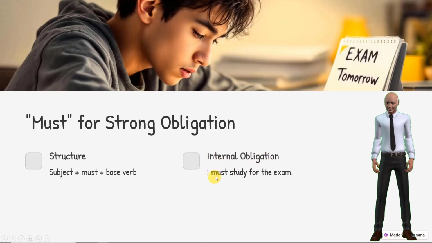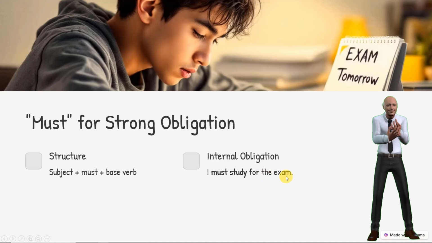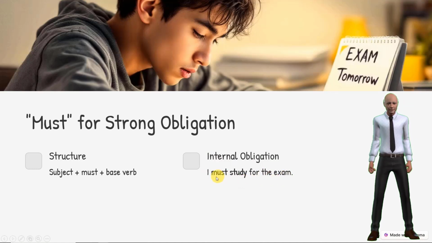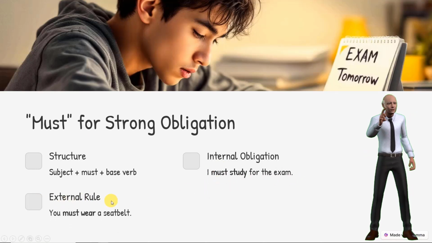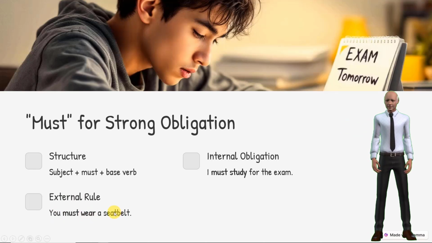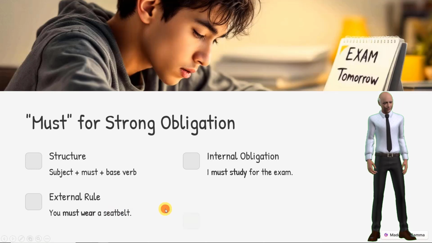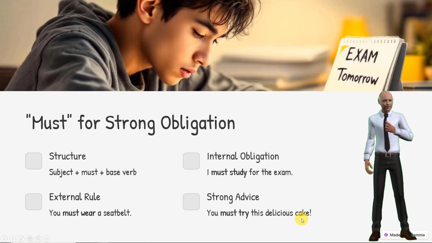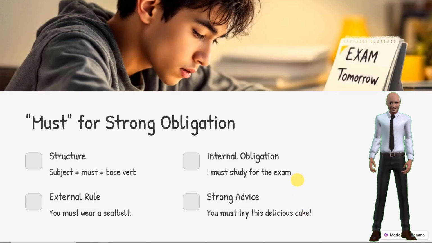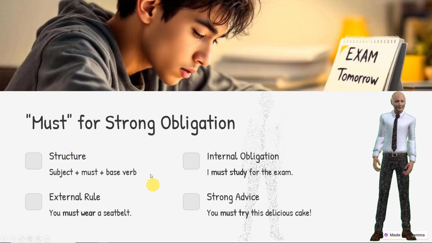Internal obligation: I must study for the exam, or we must study for the exam. You must study for the exam. There are many ways of saying it. External rule: you must wear a seat belt. If you don't wear one, you'll get a big fine. Strong advice: you must try this delicious cake. That would be quite nice right now, eh? Some tea and cake. That is the different times when you'll be using must.